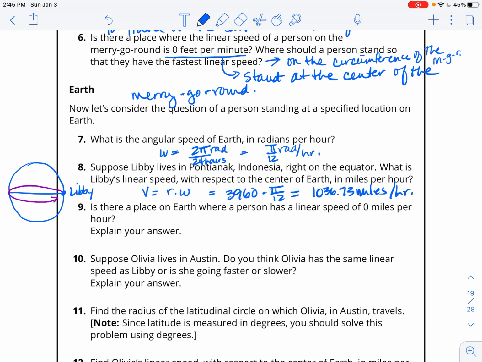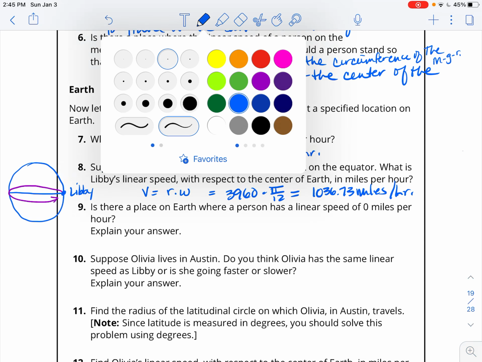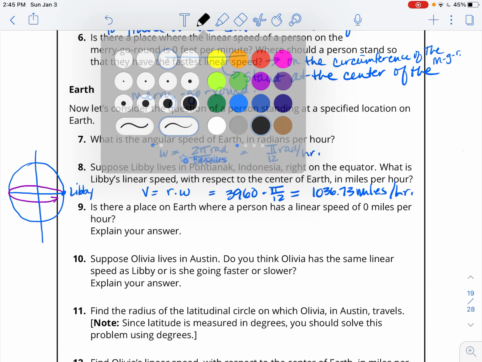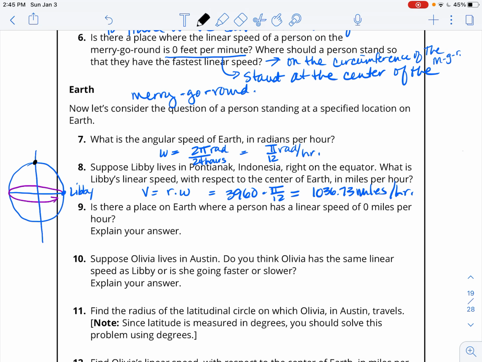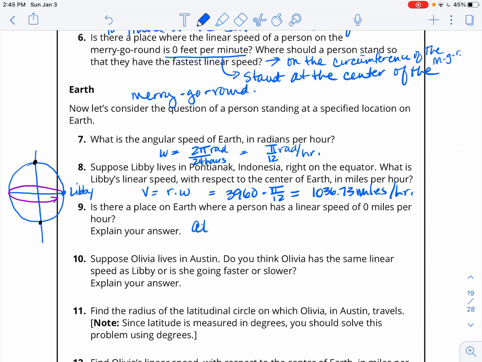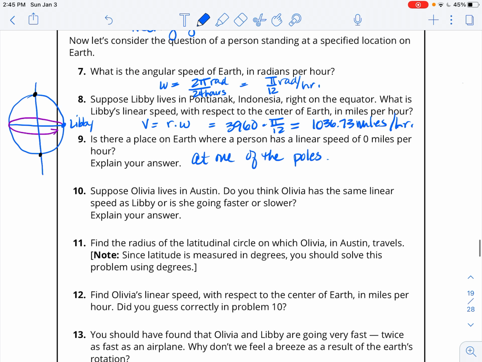Is there a place on the Earth where a person has a linear speed of 0? So now, when we were on the merry-go-round, if you were standing at the center, you are not traveling any distance every revolution. Well, where would I stand if I was on the Earth? How about at one of the poles? Either the North or the South Pole. Every revolution, you're not traveling any distance. So I would say at one of the poles.